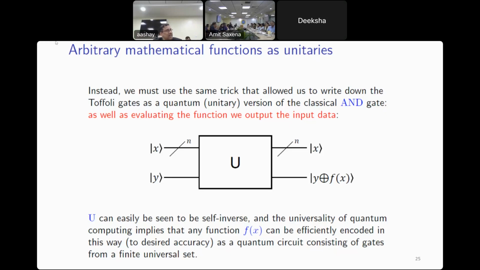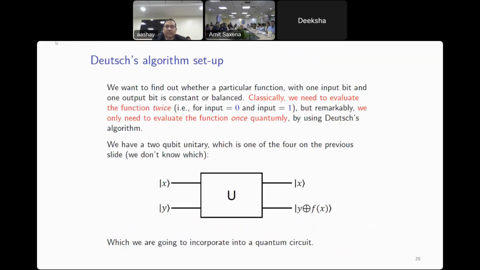Okay, in the case of the simplest C-DAC gate, it is Y XOR X. But you can also design a function like Y XOR f(x) using these quantum circuits, unitary circuits. Okay, now the Deutsch algorithm setup is something like this. As I said, we have to evaluate the function.